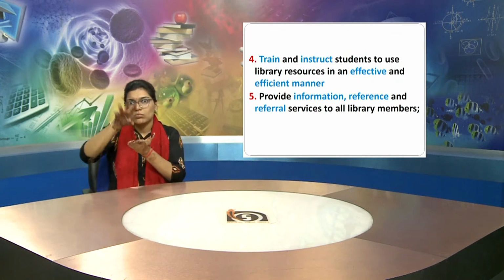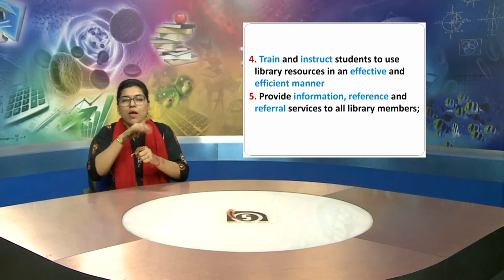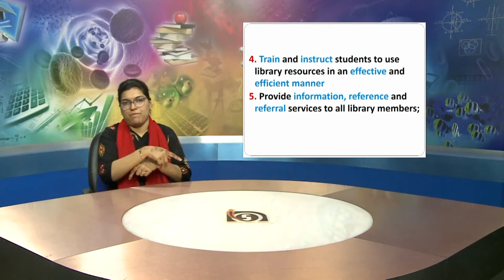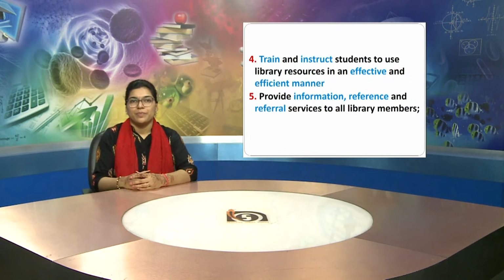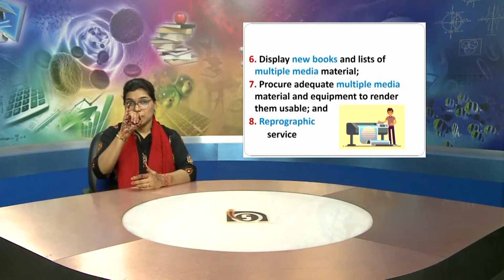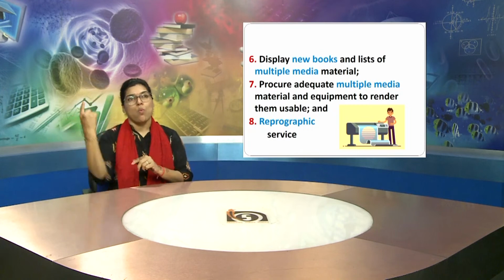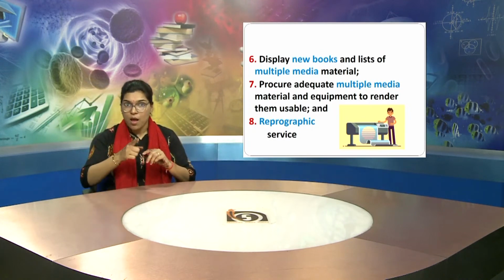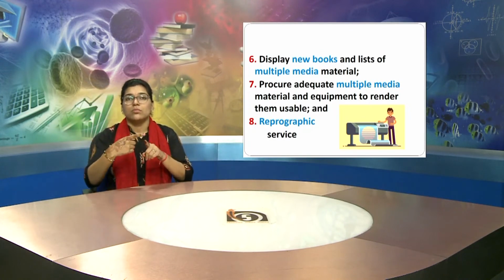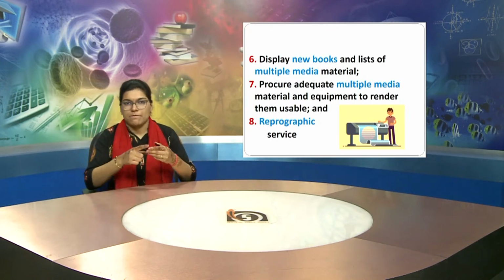The fifth objective or fifth service of the library is to provide information, reference and referral services to all the library members. The sixth service which is provided by the library is that it displays new books and a list of multiple media materials.